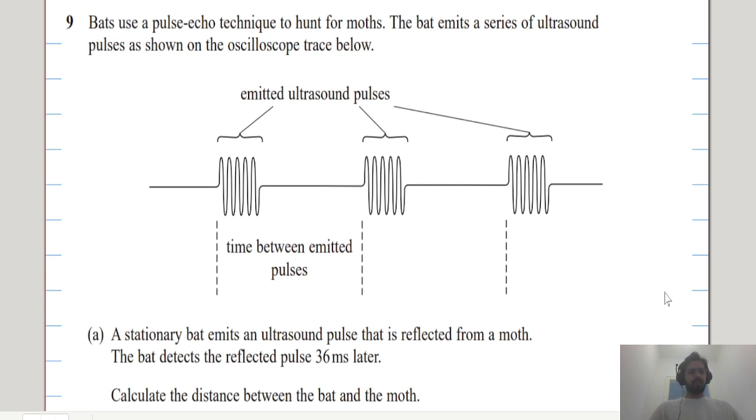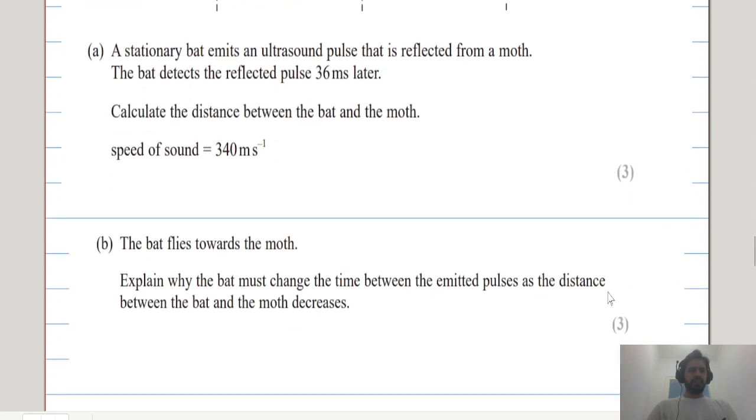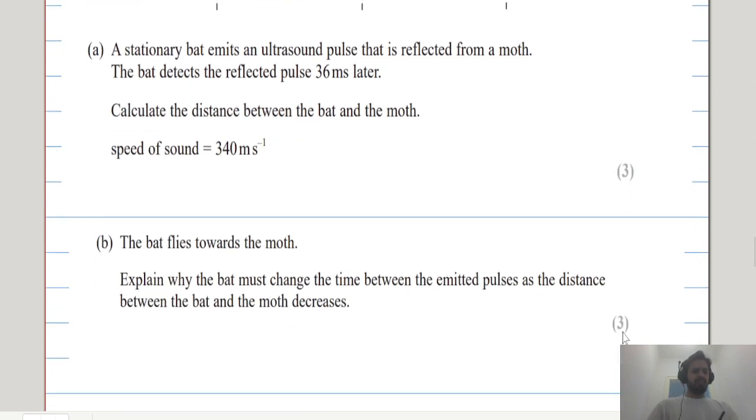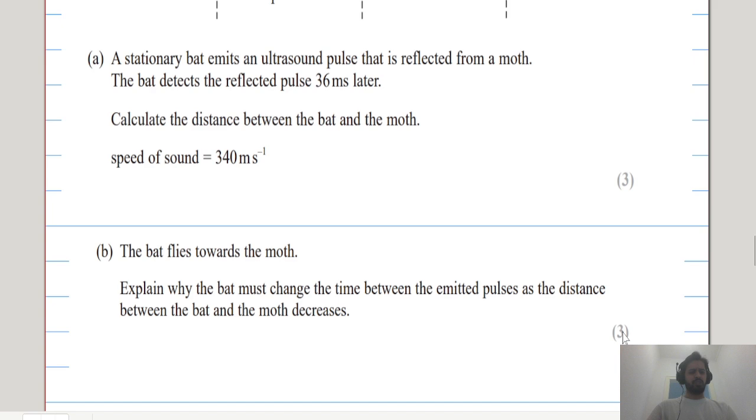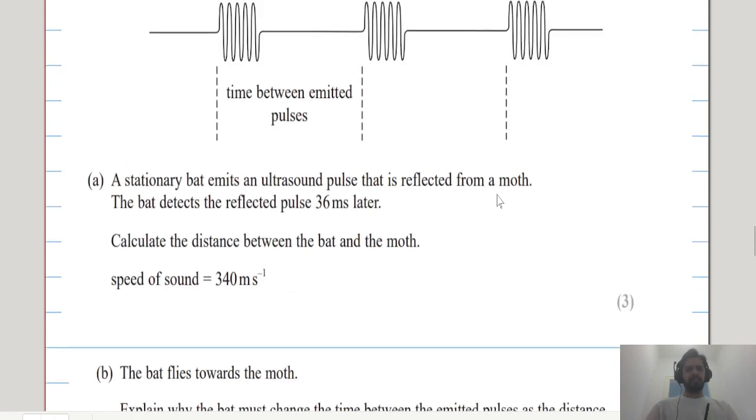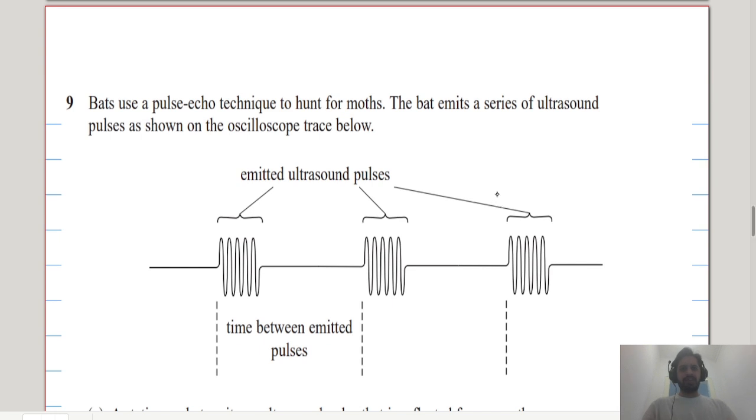Today we will solve this past paper question, and what is important is that this question has 6 marks. And what's interesting is that you don't have to do any math or solve any complicated equations to answer this question. All you need is to understand a simple concept that is called pulse echo technique to answer this question.